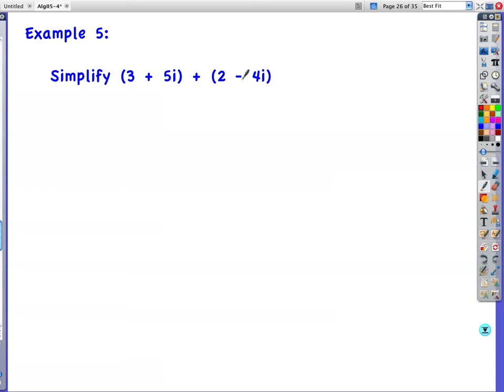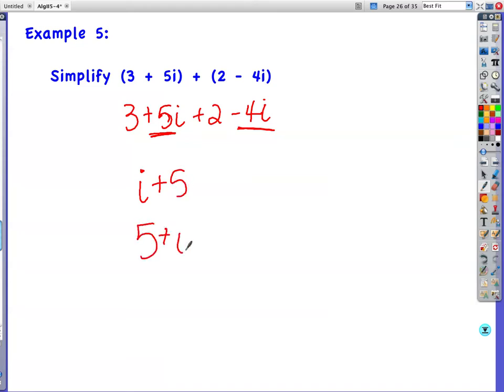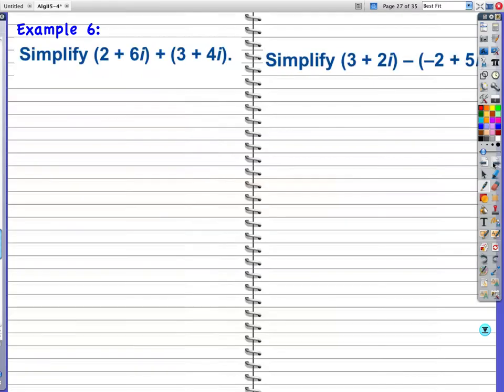I can't say that for every problem, but in this problem, parentheses are not going to matter. I have plus 2. I have minus 4i. All right, 5i and negative 4i is i. 3 plus 2 is 5. And I am not going to be particular if you write i plus 5 or 5 plus i.